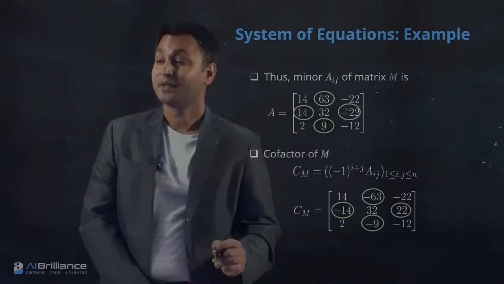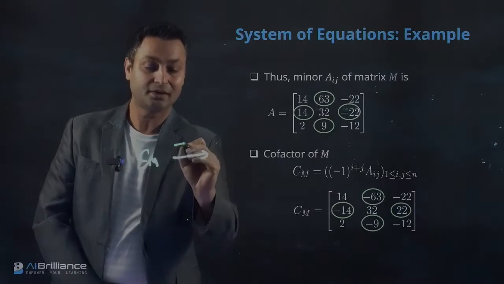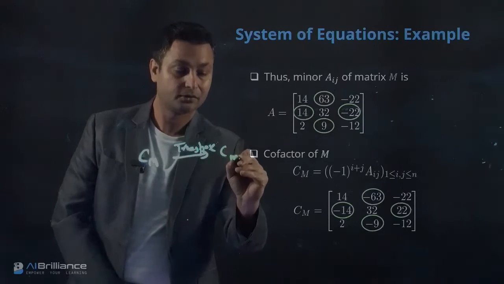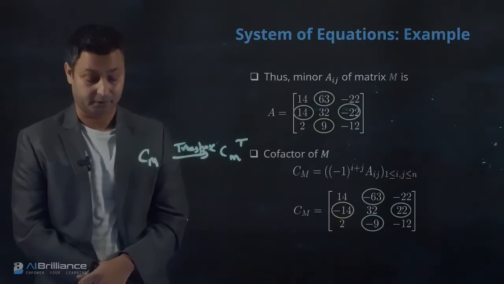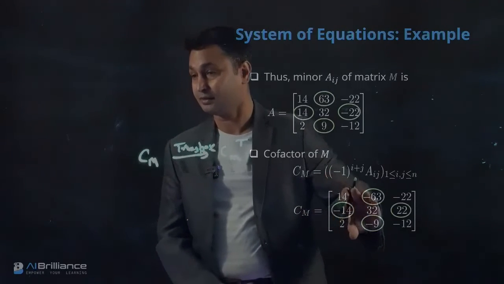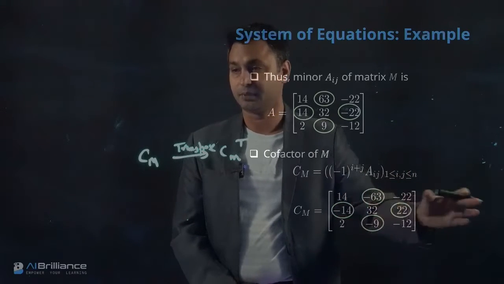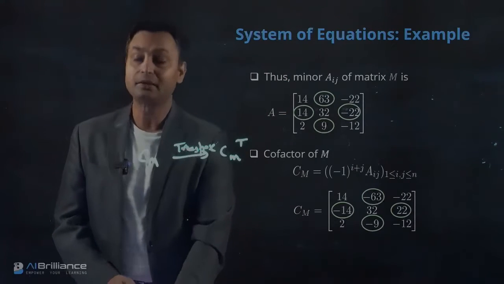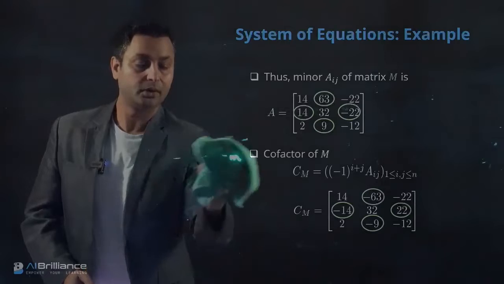Now what we do is, whatever is Cm, we take the transpose of Cm. So Cm transpose is essentially our adjoint matrix. Once we have this, we take the transpose. What is the transpose? We take this column and make it a row, take this column and make it a row, take this column and make it a row, and that gives me the transpose of Cm, and that transpose of Cm is essentially the adjoint matrix. So let me show you how that is done.